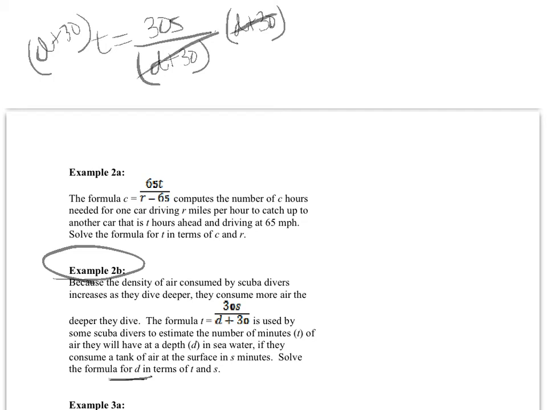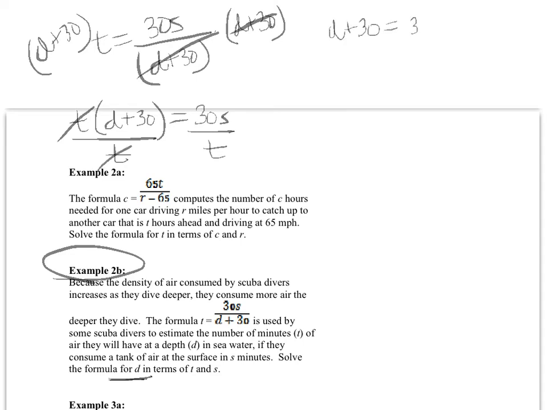They'll cancel away, and I have T times D plus 30 equals 30S. Well, now I'm going to divide both sides by T because I'm solving for D. I want D on one side of the equal sign, so I've got to get rid of that T. So they cancel out, and we'd have D plus 30 equals 30S divided by T.